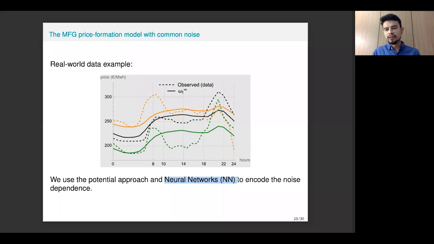The intuition is the following. Before, we had only one supply because it was deterministic. And when we discretize the variational problem, it was a finite dimensional convex problem, so we use a standard toolbox. But here, we don't want to solve the same problem over and over again for each realization of the supply. So for that, to encode the noise, we are going to use the neural networks.